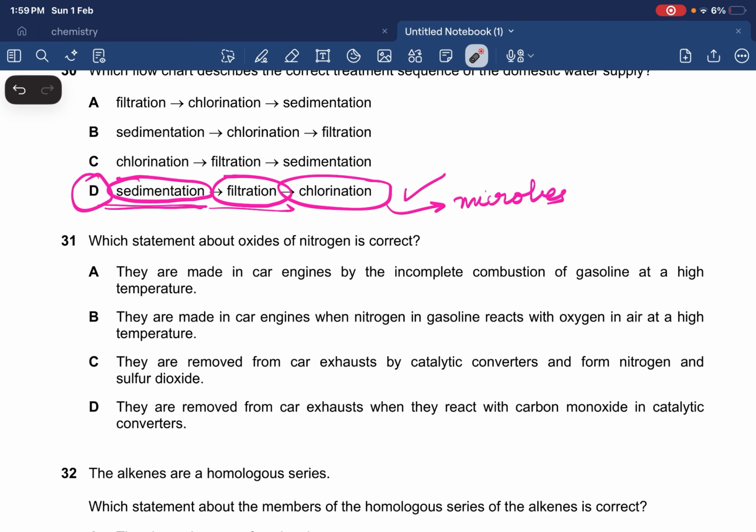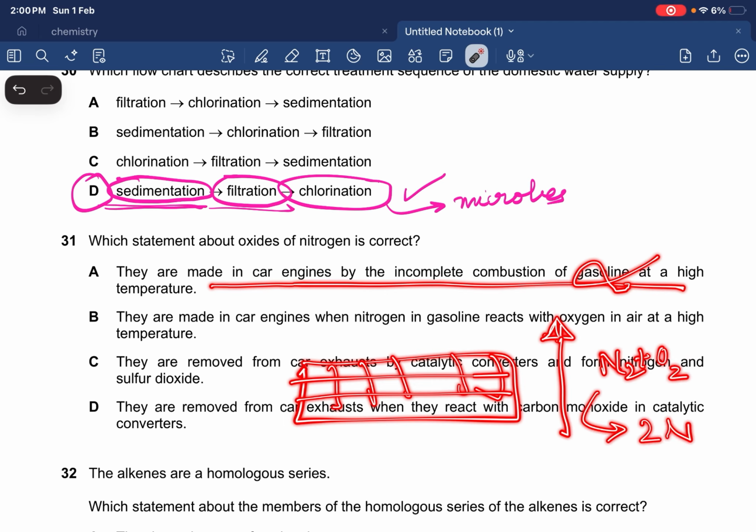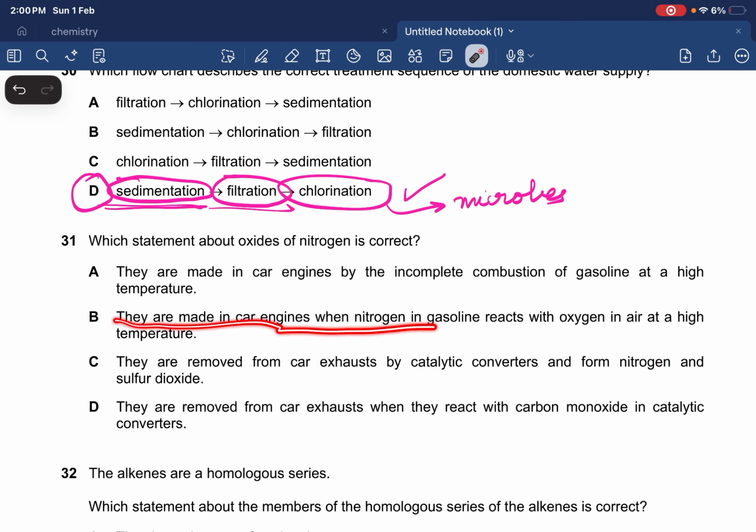Which statement about oxides of nitrogen is correct? They're made in car engines by the incomplete combustion of gasoline at high temperatures. No. In your car engines, basically, this is your car engine, right? The temperature gets very high. And at high temperatures, the nitrogen in the atmosphere can basically react with your oxygen to form your nitrogen oxides, right? They're made in car engines when nitrogen in gasoline reacts with oxygen. Nitrogen in gasoline or nitrogen in the atmosphere? So I don't believe it.